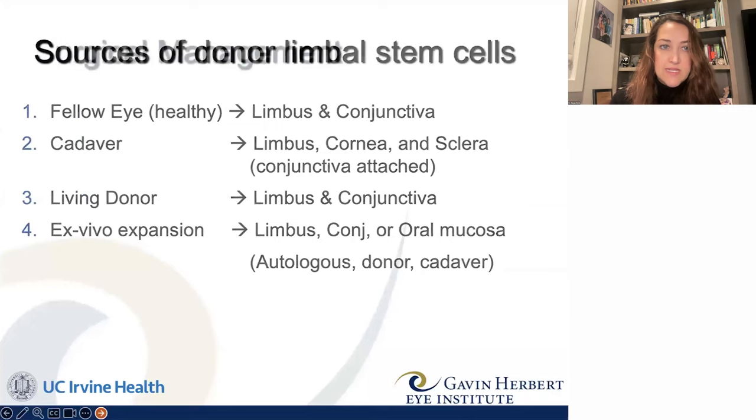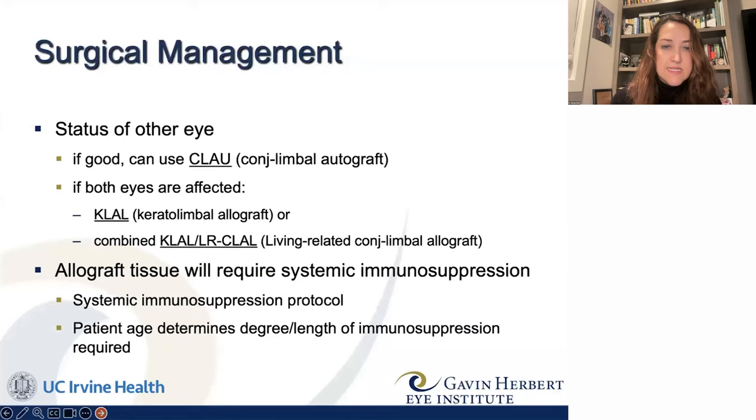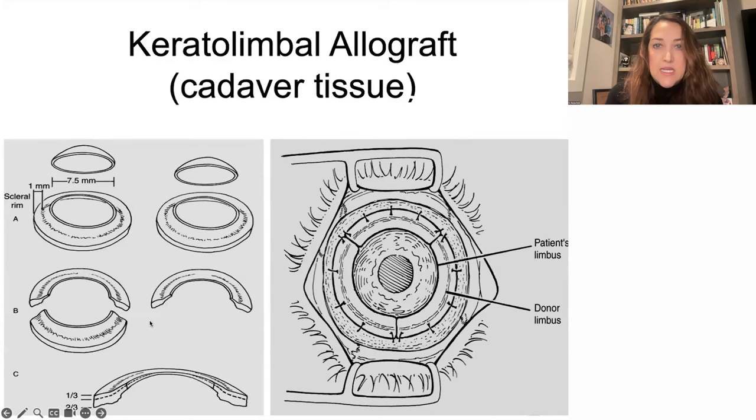So we talked about this again, systemic immunosuppression. So this is how I prepare my cadaver keratolimbal allograft tissue. We order these corneas with a large rim, conjunctiva attached. We take a trephination of the central 7.5 millimeter cornea. We remove that central donor. We take the limbus. We cut it to whatever size we need.